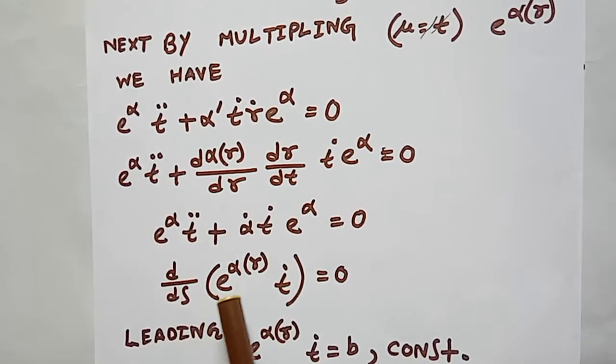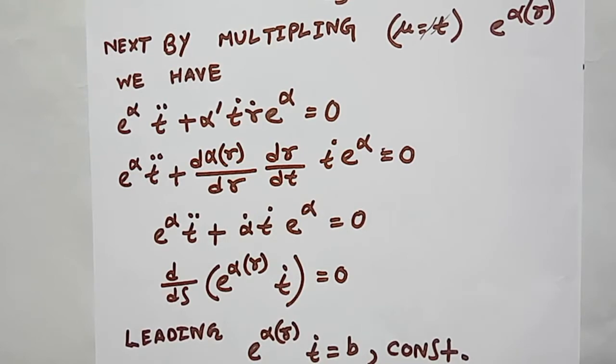Then d/ds of e to the power alpha t dot equals 0. Now we have another leading term: e to the power alpha of r t dot equals b, where b is a constant. We integrate that, and b is an integral constant.